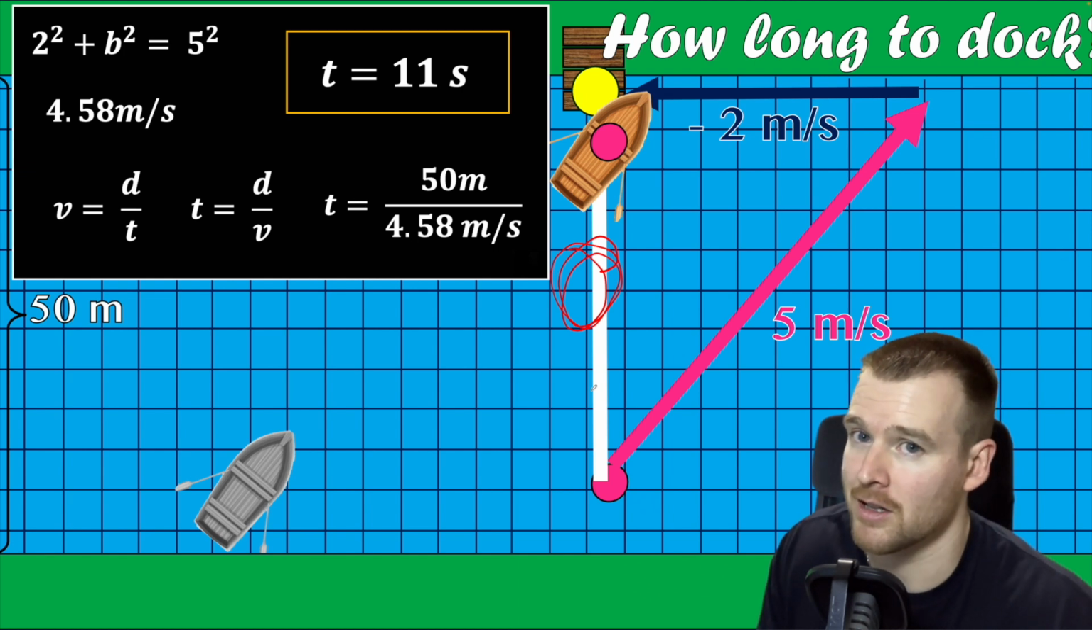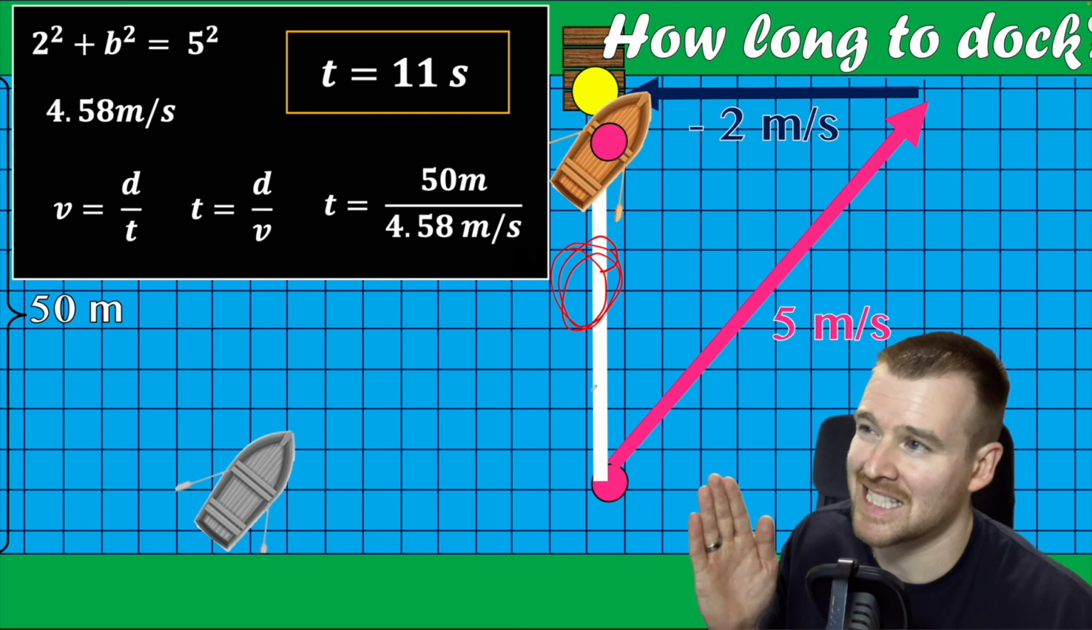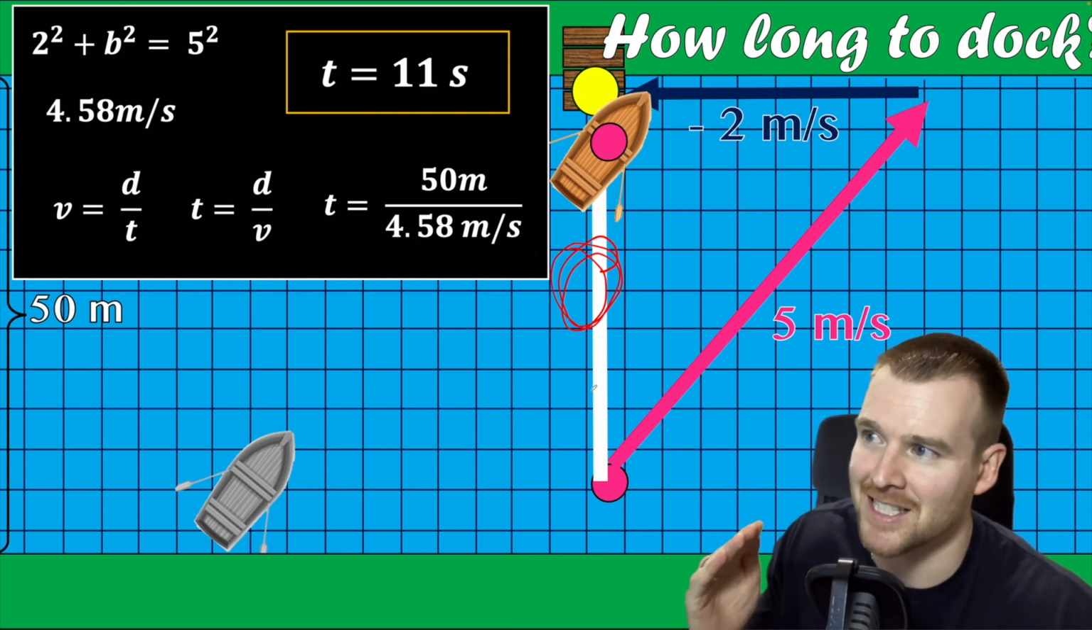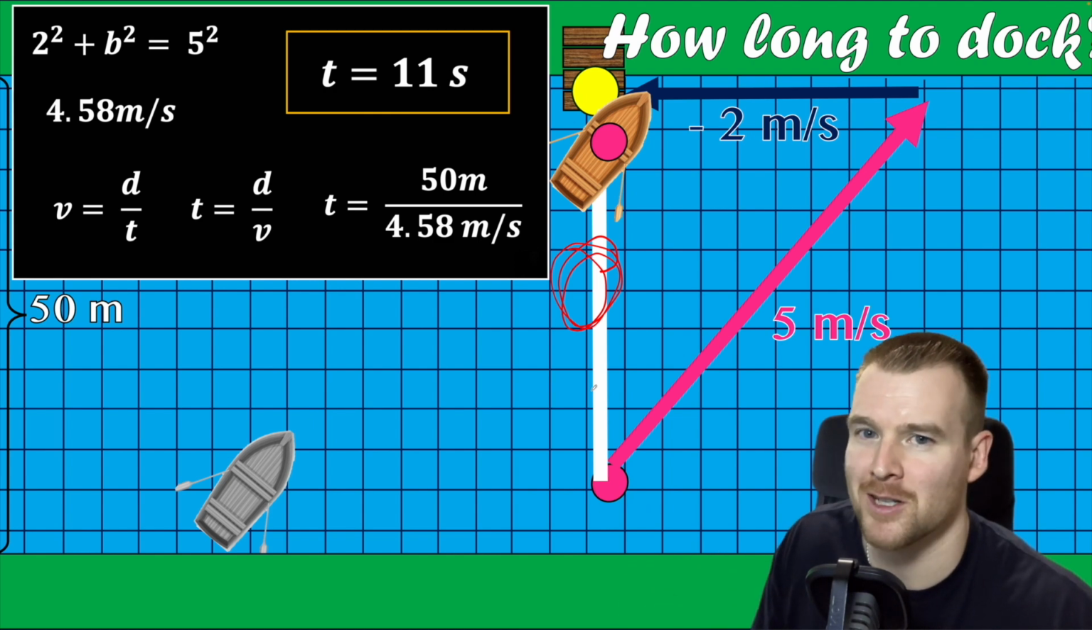It's a little bit longer than last time when we aimed straight up, because some of our effort is going into canceling out the water there, aiming against it. So we're going to be traveling a little bit slower to cross the river.